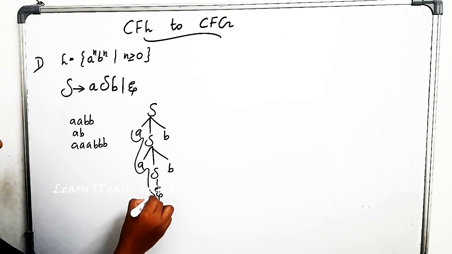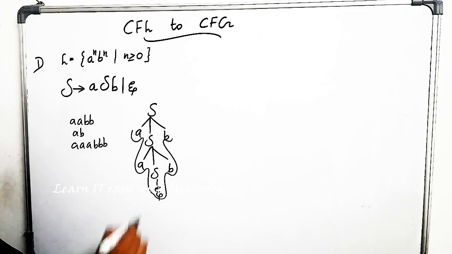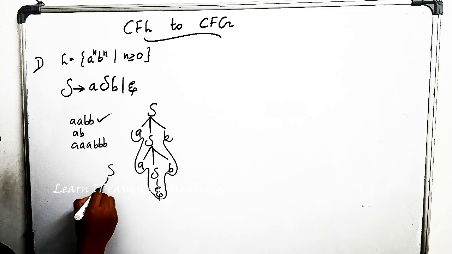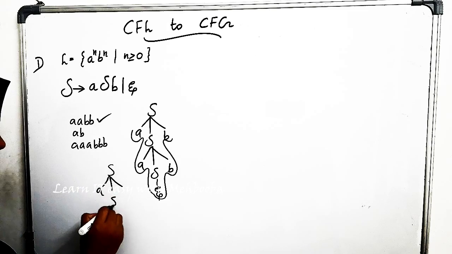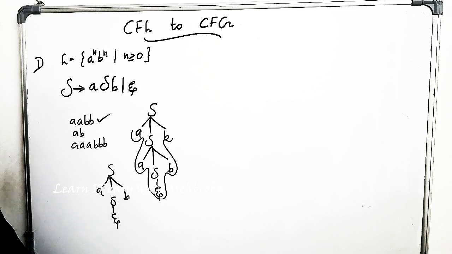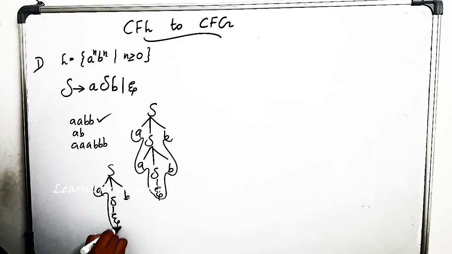So I am getting A epsilon B B, that is AABB. So this has been obtained. Now S gives A S B. Now I just need one A and one B, so I am substituting this S with epsilon. So S is AB. So AB has been obtained.